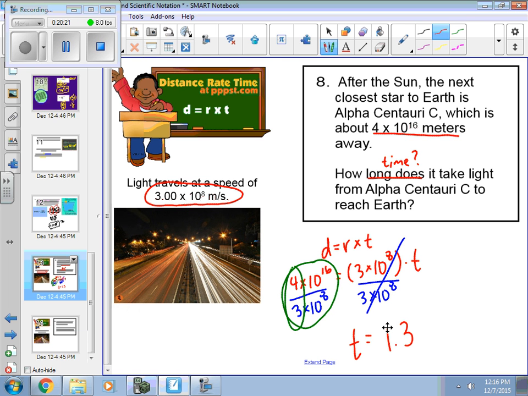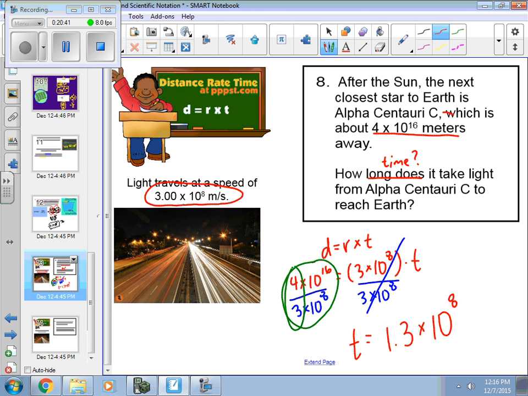And we can round because we're doing scientific notation. It's not exact here. Times 10. Now we've got to figure out what the exponent of 10 is going to be. Well, when you're dividing powers, you want to subtract. We've got 16 and 8. So if we take 16 minus 8, we end up with 1.3 times 10 to the 8th.